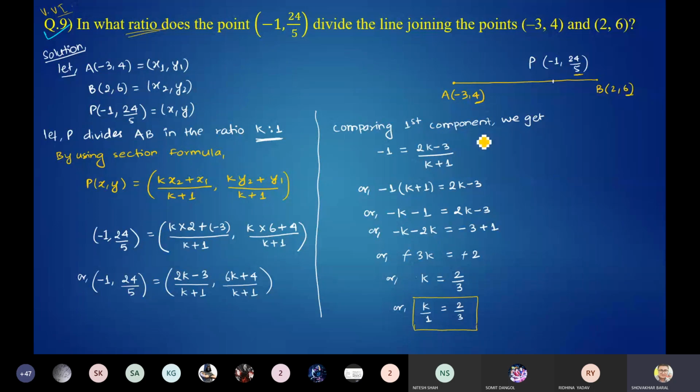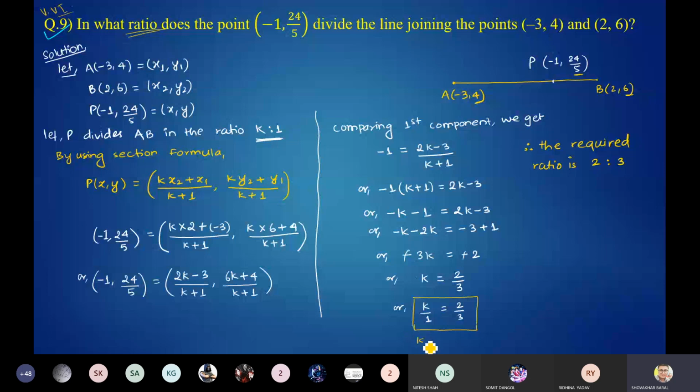You don't need to compare the second component. You would need to get the same result from the second component also, so let's not compare the second component. Therefore, the required ratio is, as we have discussed earlier, so simply write, therefore the required ratio is 2 is to 3. Write it in the form of 2 is to 3.